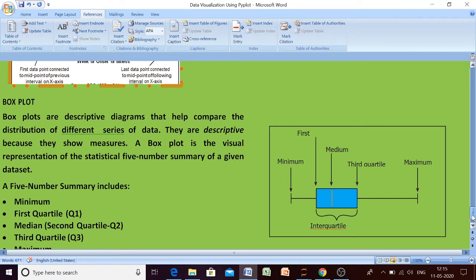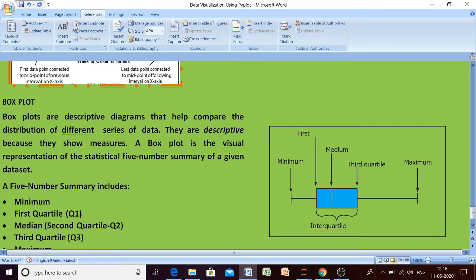Today we will discuss box plot. Already we have discussed quartile, first quartile, second quartile, third quartile. These terms were already discussed in the previous session. So box plots are descriptive diagrams because they will give you the actual measurement. It is not going to give you any probability distribution. That's why it is known as descriptive statistics.